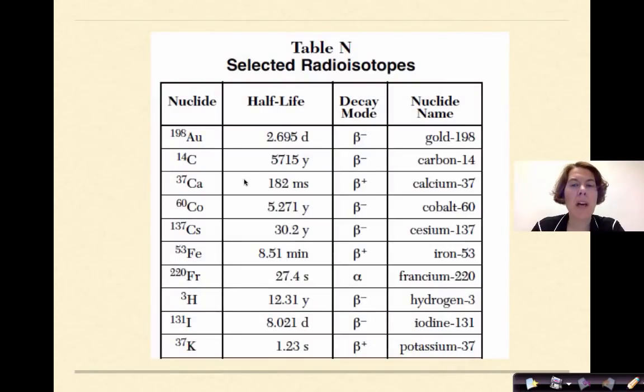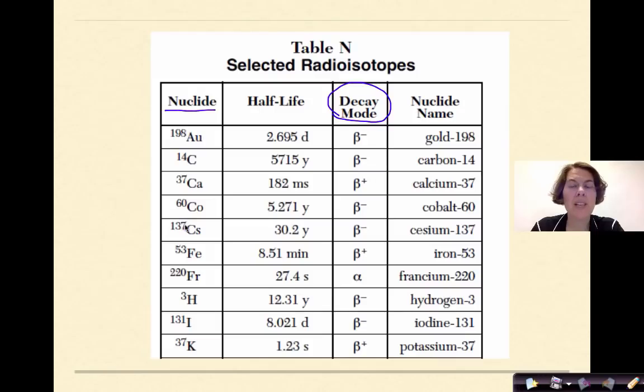Here is Table N, and Table N gives us a lot of information. We have the nuclide. So the nuclide is basically the symbol and the atomic mass of the isotope that we're looking at. It provides the half-life, which we see in days, years, milliseconds, minutes, different units of time. And then it gives us a very important piece of information, which is the decay mode. And knowing how to use the decay mode is really important.